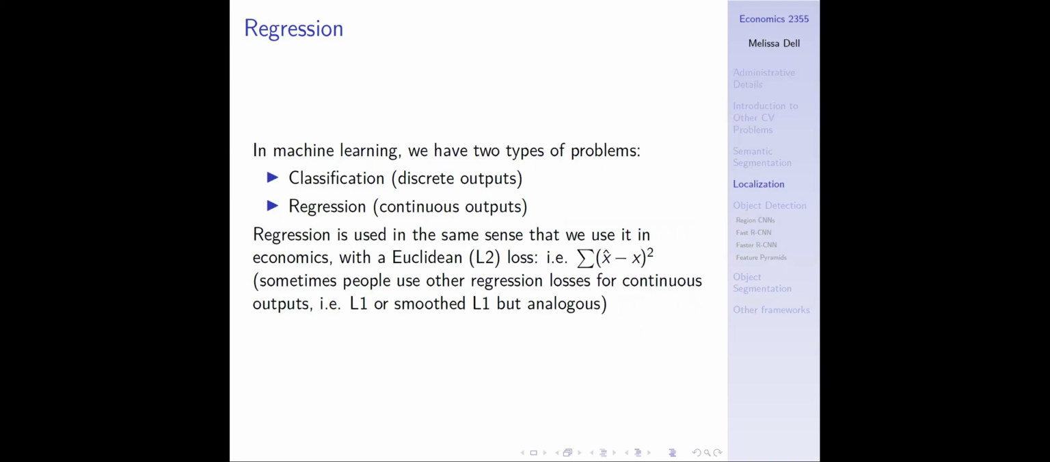And regression here is used essentially in the same sense that we use it in economics. It's just L2 loss. And so essentially the loss on a regression head just takes the predicted value, say the predicted value of that coordinate, subtracts the true value and squares it. Sometimes people use other regression losses for continuous outputs, like a smooth L1, but it's essentially analogous. And so when people say a regression head, this is what they mean. It's just a squared loss defined over continuous outputs.